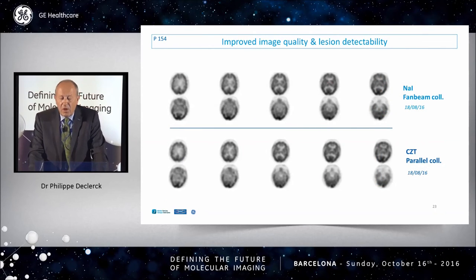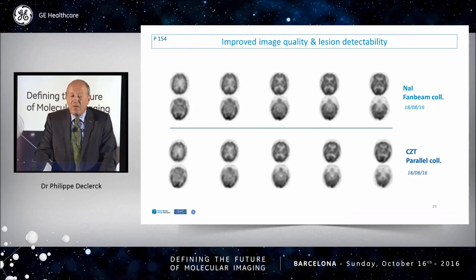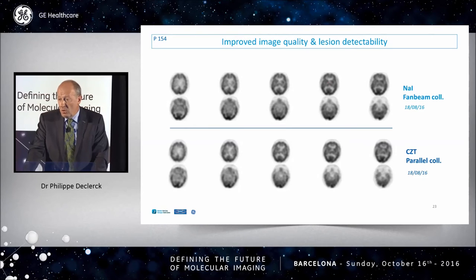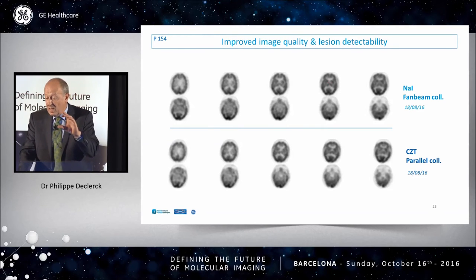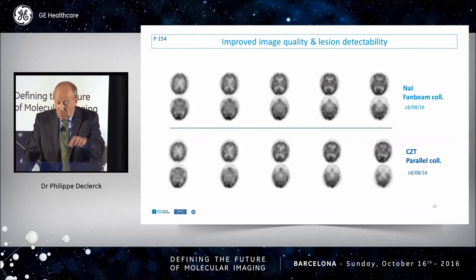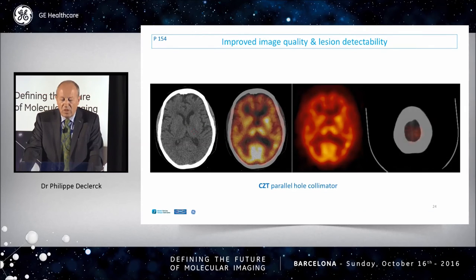Brain study. Above we have a brain study done with sodium iodide. It's a beautiful image. Why? Because we use a fan beam on our gamma camera. The row under is with the CZT digital images done with parallel hole and faster. So image quality is the same between CZT parallel hole collimator and NaI fan beam, but with the CZT technology we work faster. That's a beautiful image that we have.